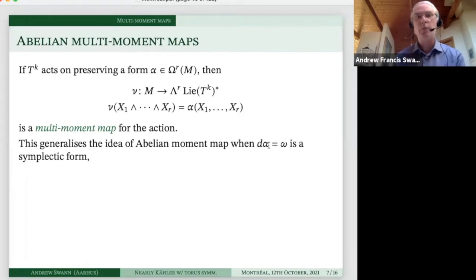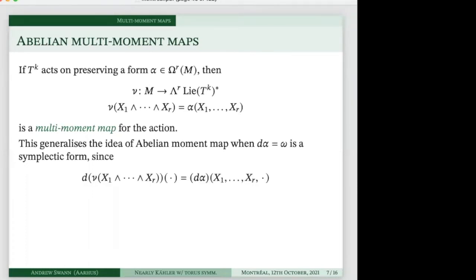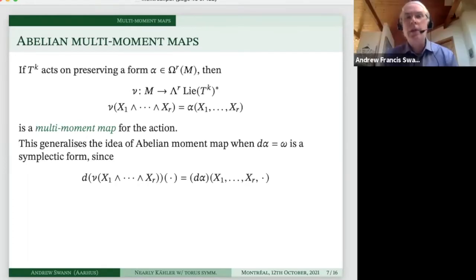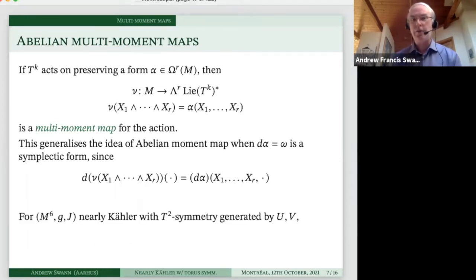But when I have the invariant primitive, then I get that free by just evaluating alpha on the vector field. Should it perhaps be R+1 for the form? So it's a multi-moment map really for a closed form of degree R+1. Yes. So here's the general formula. If I take this map and differentiate it, then I get the differential of alpha, which is an R+1 form evaluated on R vector fields.